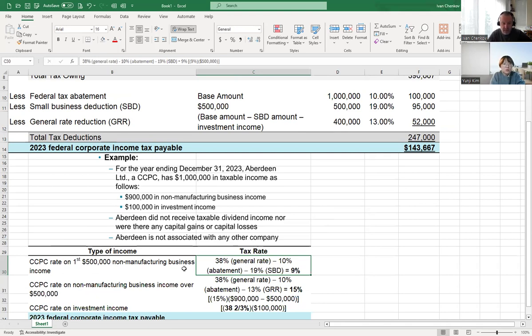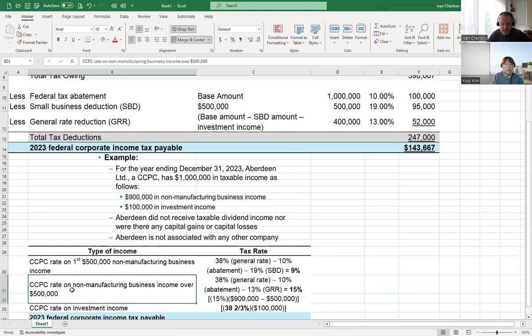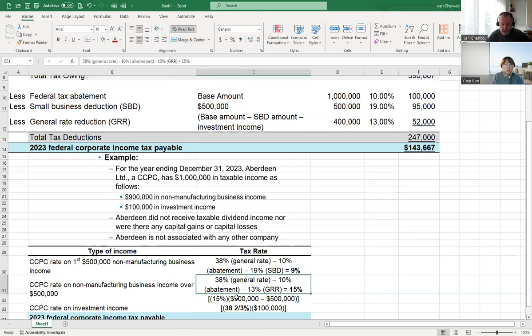9%, which amount will be taxable? That will be the first $500,000. Now the second $500,000, since our income is 1 million, on the second $500,000 will be the general rate minus the abatement minus the general reduction rate, which is 13. So we're going to apply 15%.